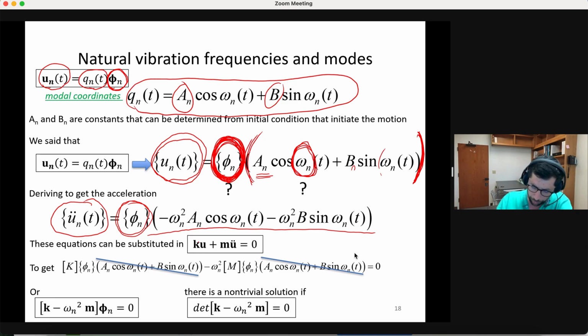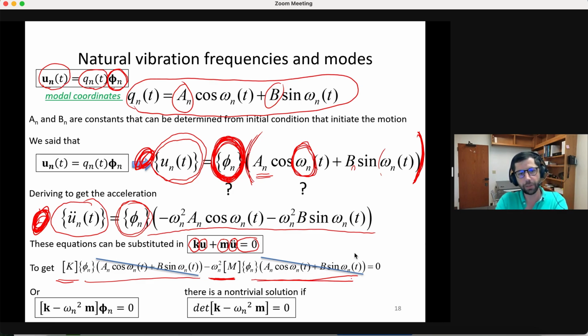The equation of motion is the stiffness matrix times the displacement vector plus the mass matrix times the acceleration vector is equal to 0. All I need to do is to replace this result for the acceleration and this result for the displacement in the equation of motion. And now I have the stiffness matrix times the displacement minus omega n squared times the mass matrix times the acceleration, which is written here.